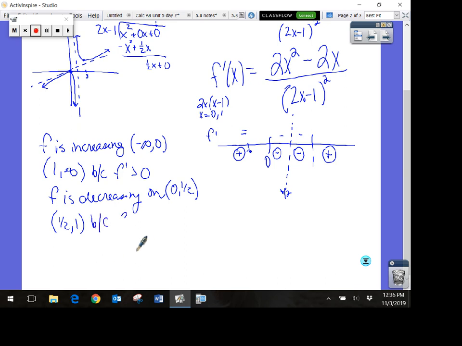because f prime is less than 0. If you want to say f prime is negative, you want to write out the word negative, or use a negative sign, any of those will work. But don't write too much. Don't talk yourself out of the answer.